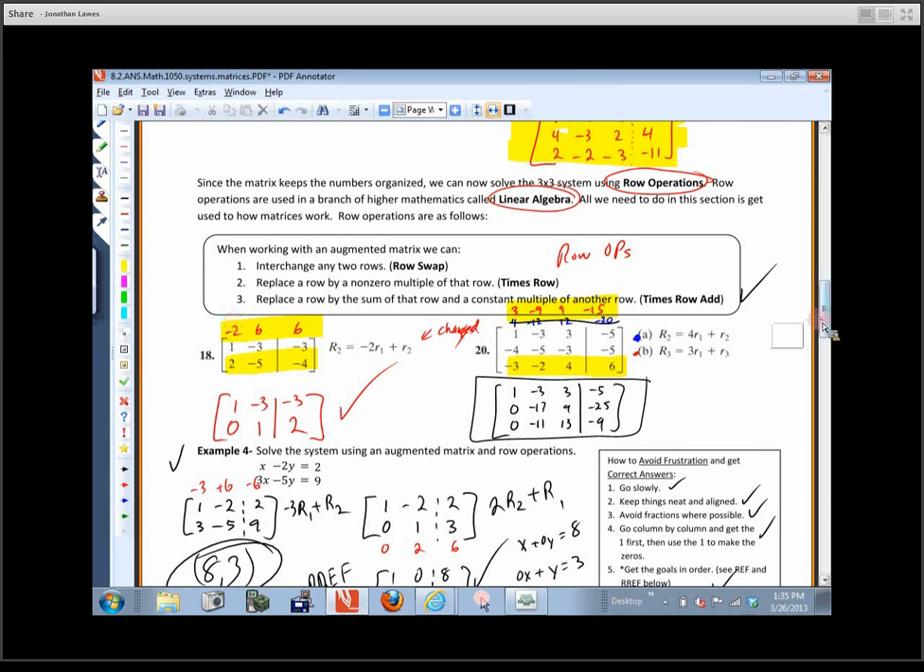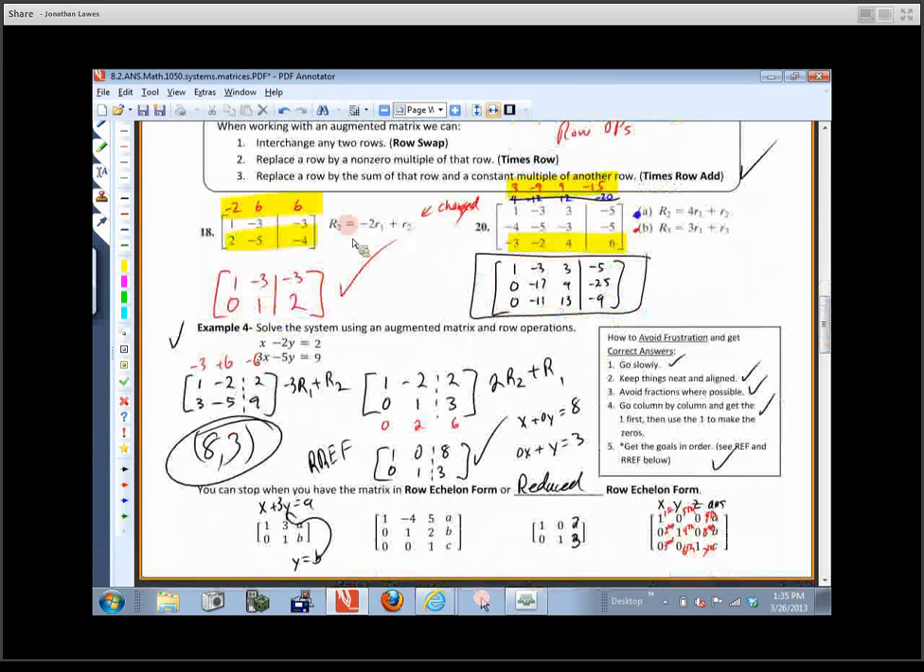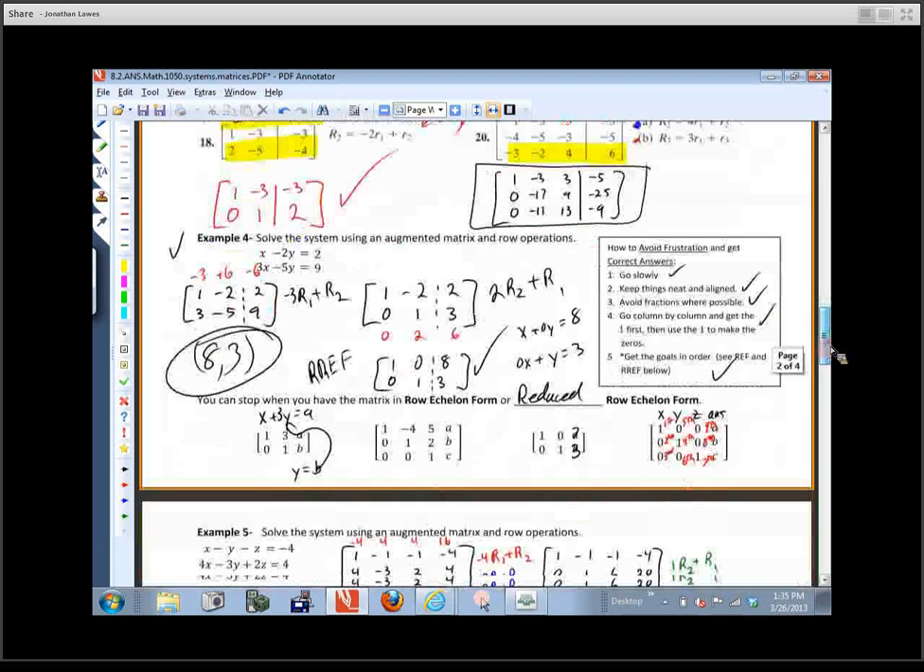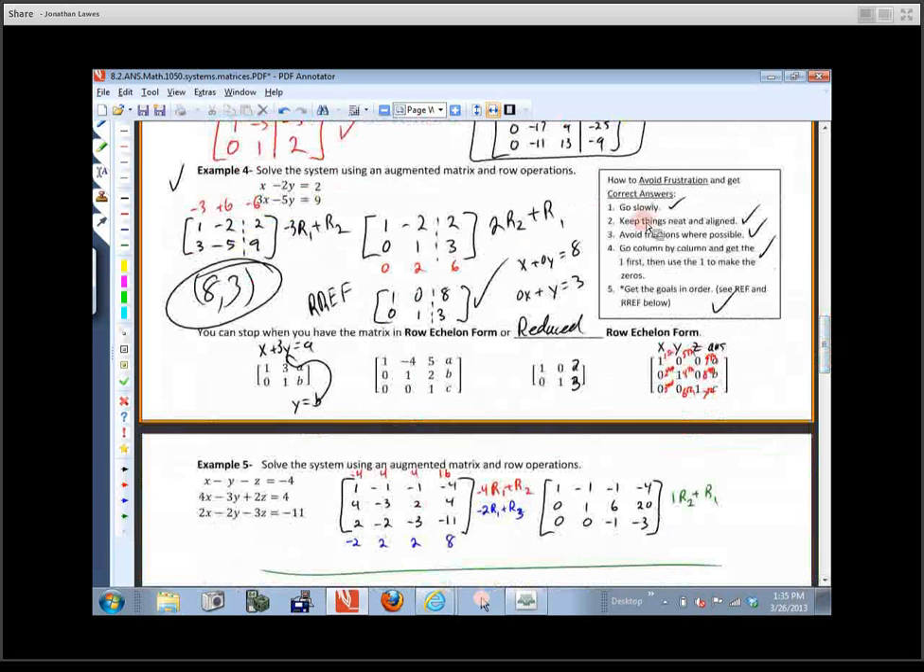And so we went through and we did a couple of those, just very simple operations. Did this one. Again, -2 times row 1, add it to row 2. Row 2 is the one that gets changed. We did these steps in order. We wrote down an augmented system and we solved this. And we had these little ideas that would make it a little less frustrating. So we make sure that we go slowly, keep things nice and neat and organized. Avoid fractions if you can. Sometimes you can't. Most of the problems you can.